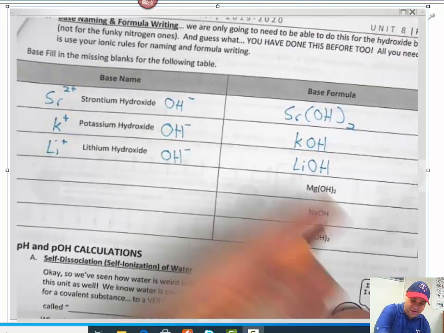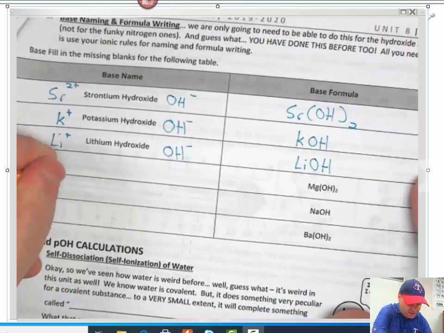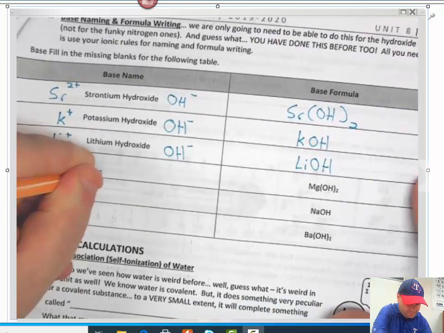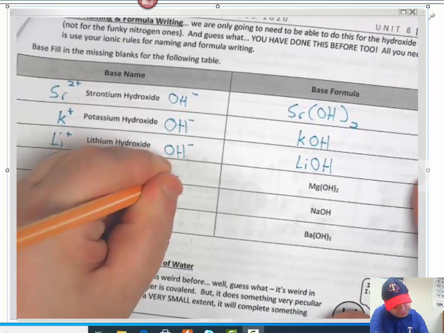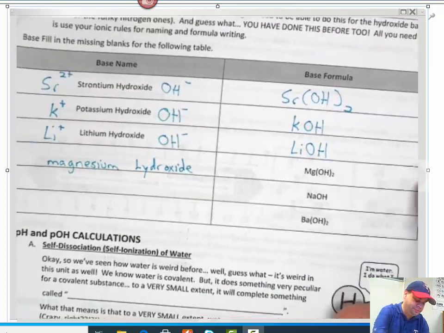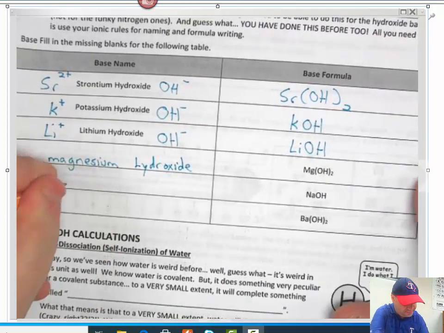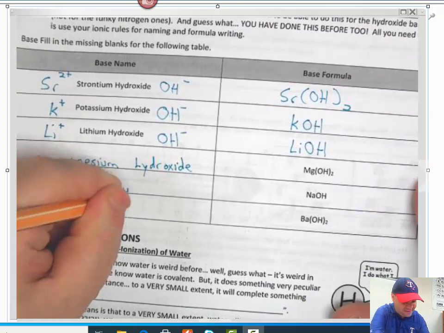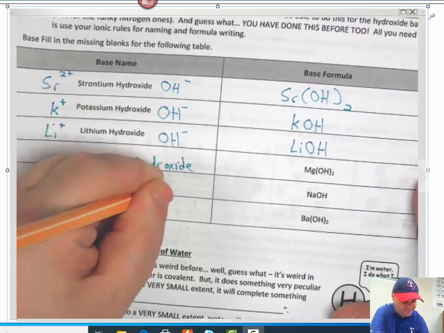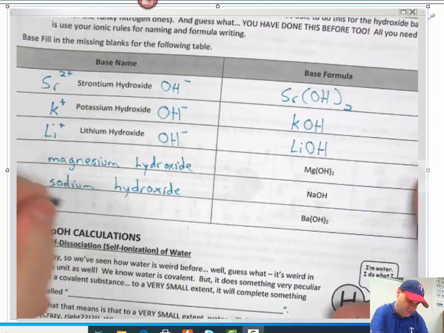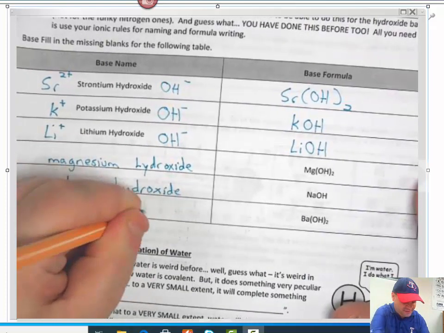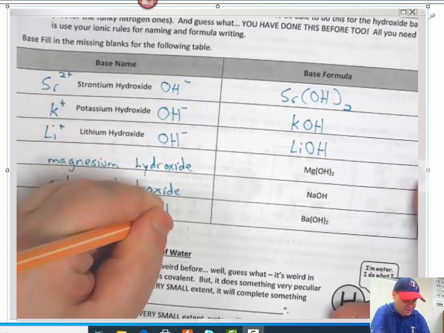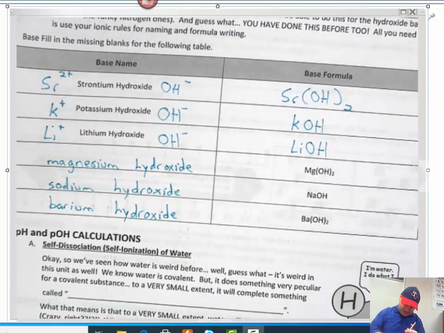And then when it comes to naming them, you name these like ionic. So Mg is magnesium, so you write down magnesium. OH is hydroxide. Na is sodium. OH is hydroxide. So this is sodium hydroxide. Ba is barium. You write down barium. OH is hydroxide. None of these have transition metals that have multiple charges, so we don't need any Roman numerals.